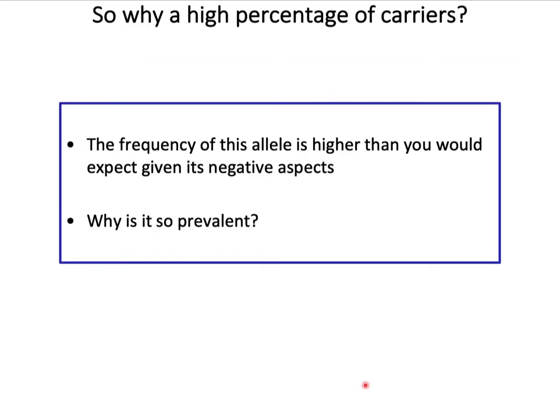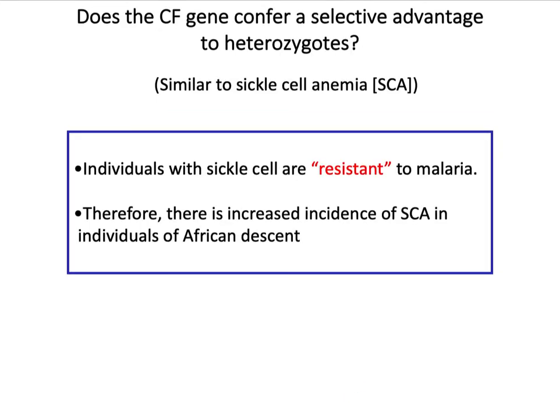Okay, so this frequency of 1 in 20 is very, very high and is much higher than you would expect given the deleterious effect of having mutated or non-existent CFTR. So why is it so prevalent? Several years ago, some scientists asked the question of whether the CF gene confers a selective advantage to heterozygotes. So is there some kind of selective advantage to the individuals who are heterozygous for the CFTR mutation? For the prominent one, which is the deletion of phenylalanine, or even any other mutations.